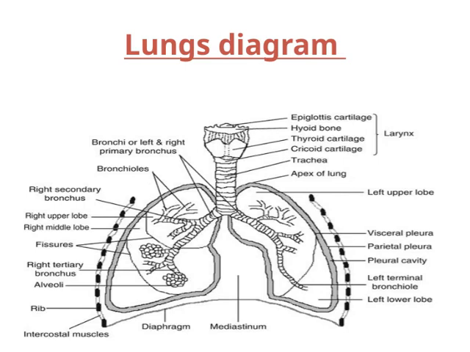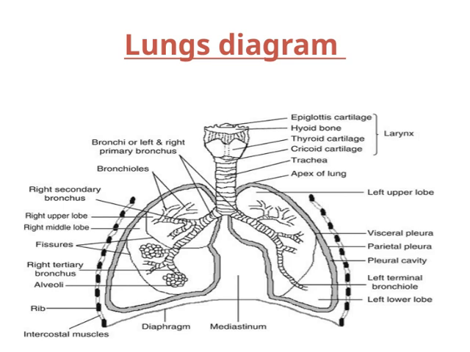Let's take a closer look at the lungs diagram here. As you can see, the lungs are a pair of spongy, air-filled organs located on either side of the chest. They are essential for breathing, allowing us to exchange oxygen and carbon dioxide with the environment.